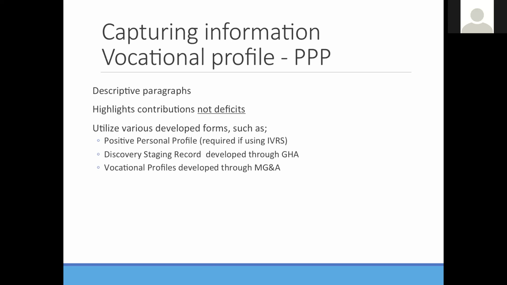Could be the discovery staging record that we use at Griffin Hammis. It could be vocational profiles through Mark Golden Associates. But for sure, VR is going to ask you to fill out the positive personal profile, and we'll use that as an example.